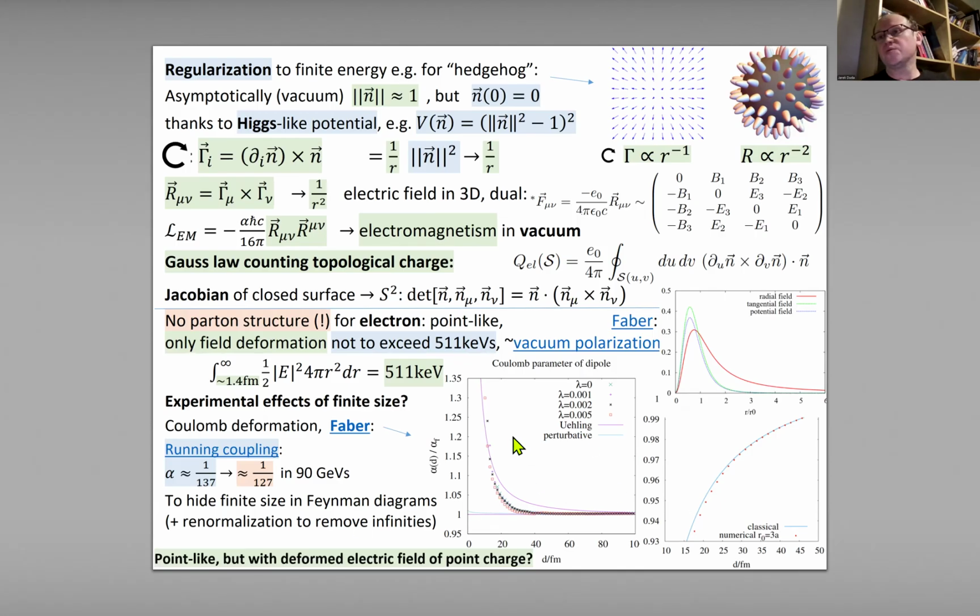So this is a way to see this deformation, that perfect point charges wouldn't have this deformation, but here we get them, and they correspond to this required regularization. So the electron is point-like, but we require the deformation of this perfect point charge.